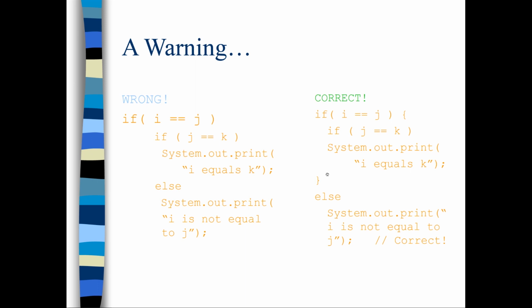But if there are multiple lines to be evaluated inside an if block, it is always recommended to put those into curly braces. So the correct way is given over here. You can write like this: if i equal to j, open a curly brace; if j equal to k, evaluate and compute your things, else come out and print this. This should be the correct approach to be followed, and not the other one.